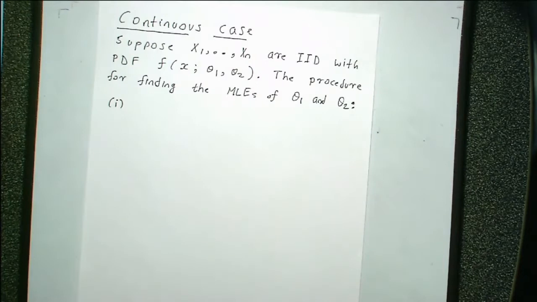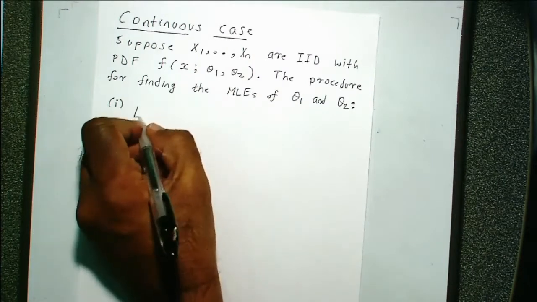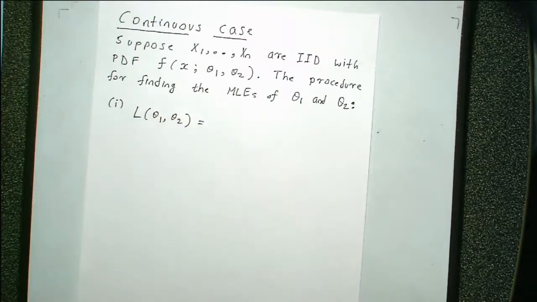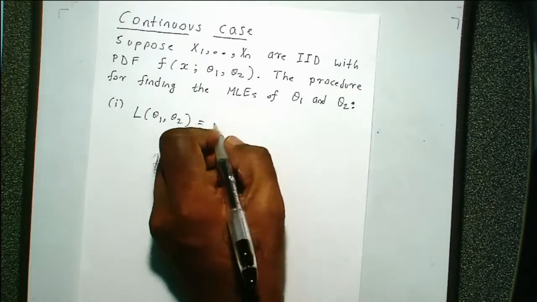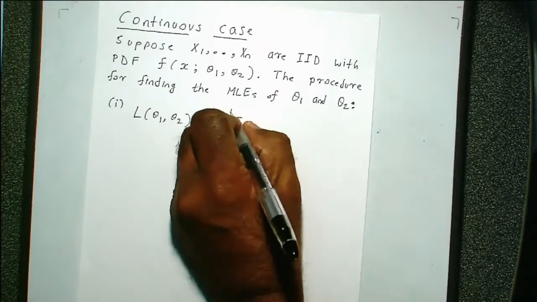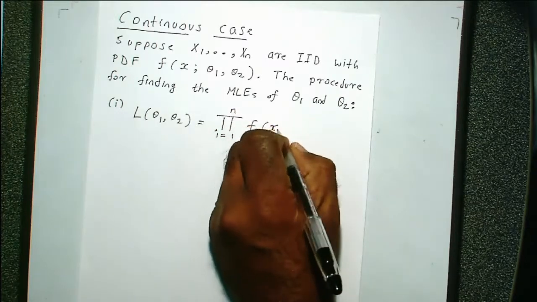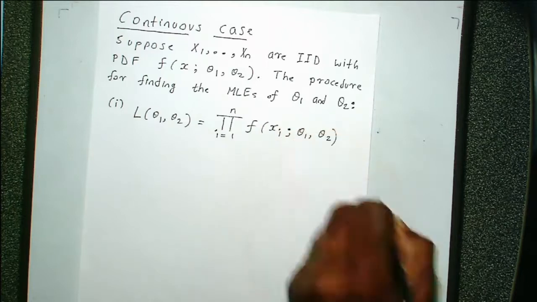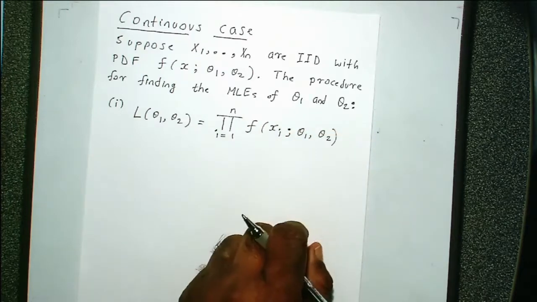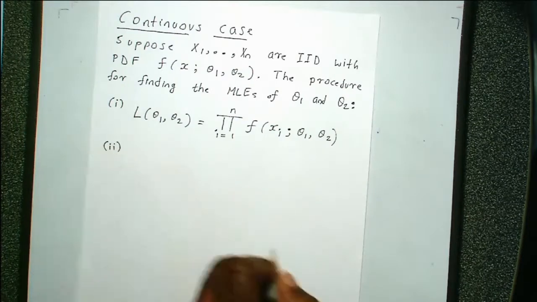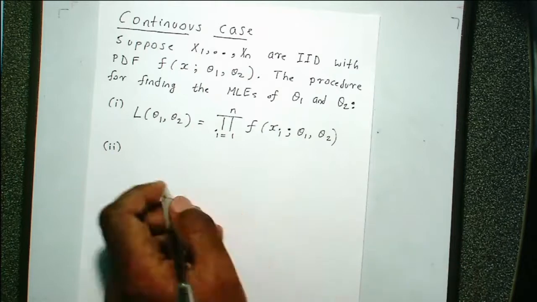Step one, you write down the likelihood function. This time it's a function of two arguments, theta 1 and theta 2. So it will be the product of the density function from 1 to n. Step 2 is to take the log of the likelihood function.